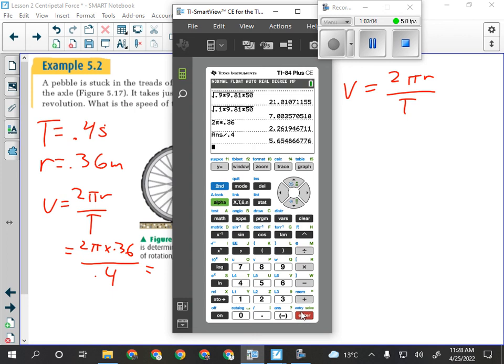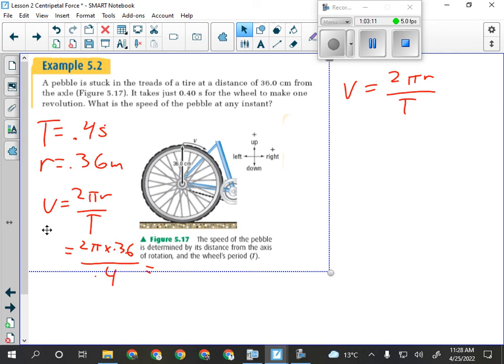All right, so the rock is moving at 5.7 meters per second at any given time. Okay, how does a rock stay in the tread of a tire? What keeps it there? Friction. Okay, think about it. You jam something in between the treads of a tire. What keeps it in there is the fact that the treads of the tire are squeezing it in there, and there's friction, so it won't fly out until you're behind that car.